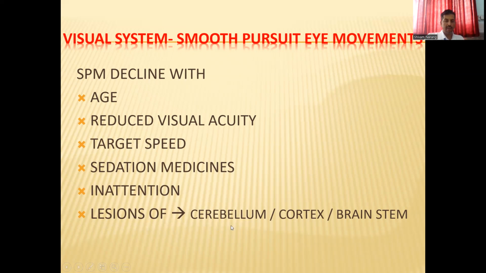all these central connections are involved in this. So a cerebellar lesion, cortex lesion, or brainstem lesion will reduce the smooth pursuit eye movements. So whenever we do a video nystagmography and there is some problem with the smooth pursuit movements, we can assume that there will be some central pathology for this.